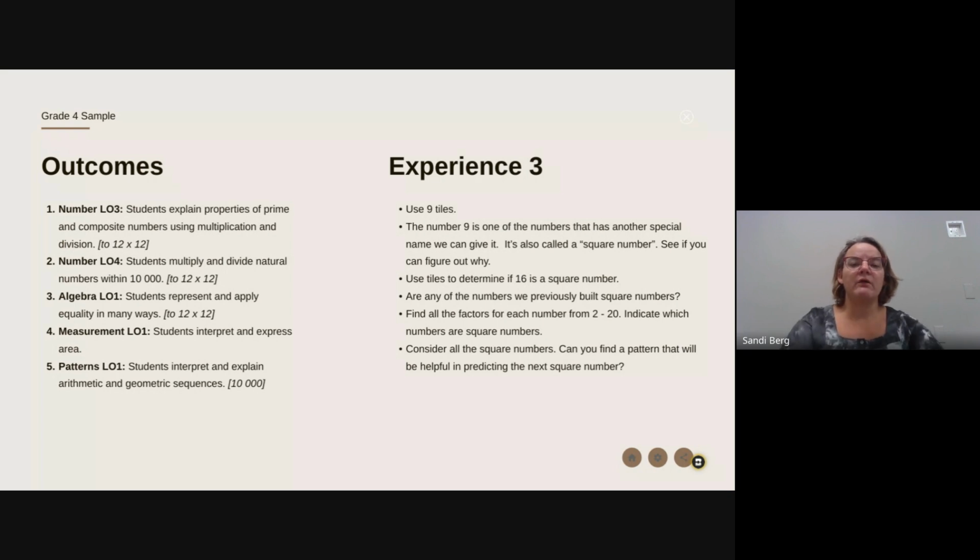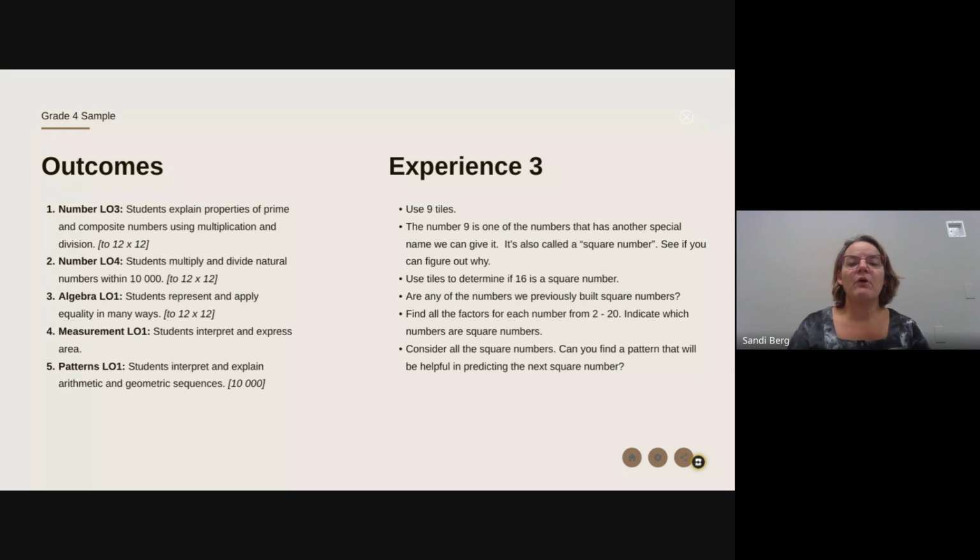Use tiles to determine if 16 is a square number. Are any of the numbers we previously built square numbers? Find all the factors for each number from 2 all the way to 20 and indicate which of those numbers are square numbers.